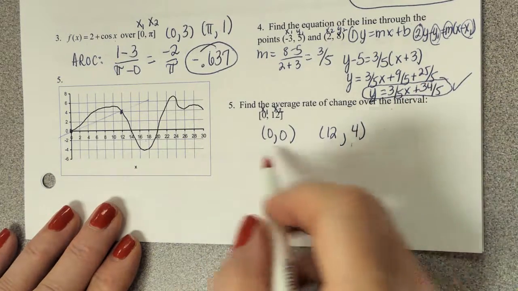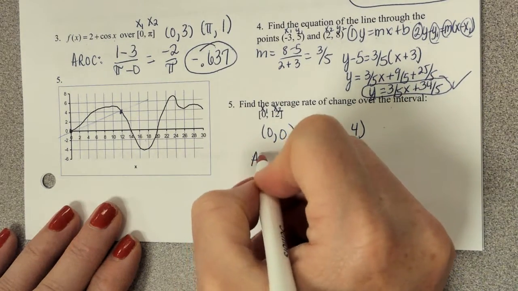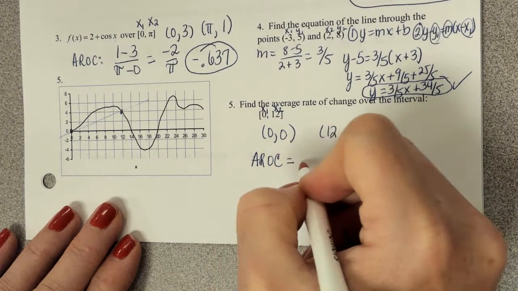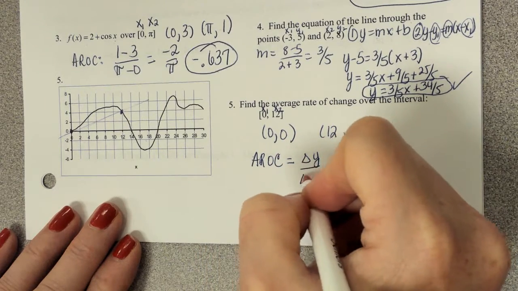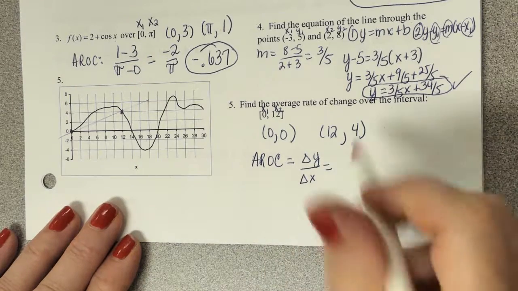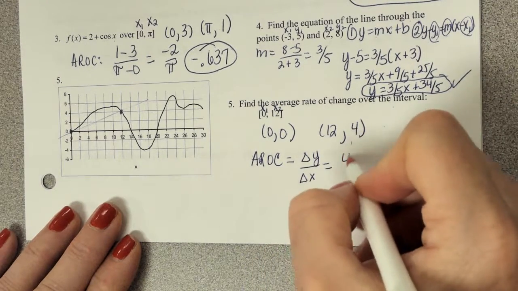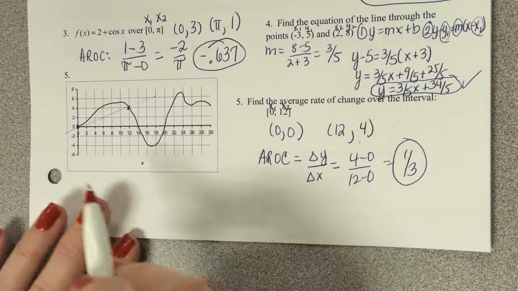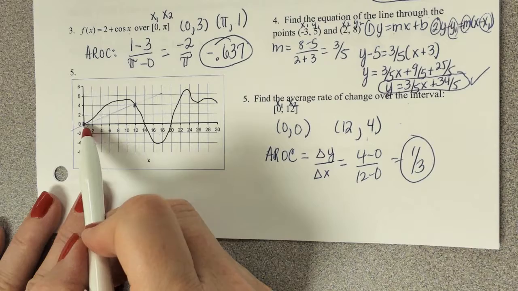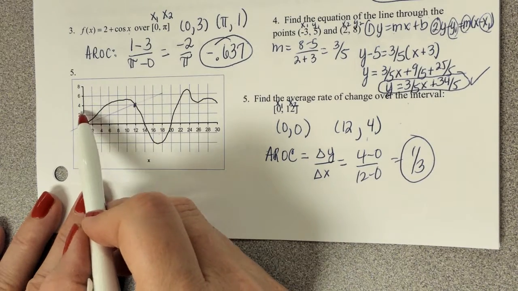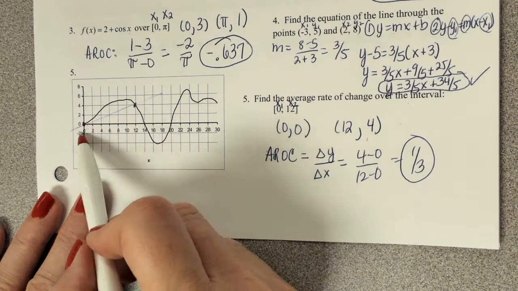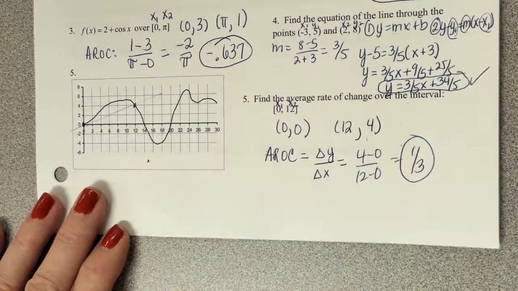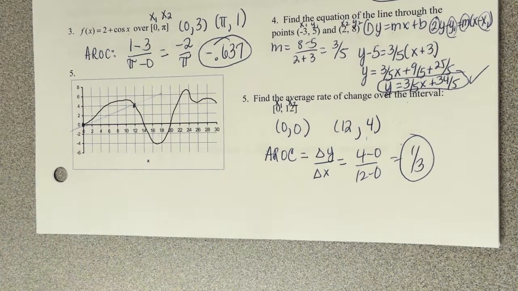And so now I have my 2 points, so now I can find just the slope, which is also called the average rate of change, which can also be called delta y over delta x. So now I can do 4 minus 0 over 12 minus 0, and that's going to give me 1/3. I can double check that by seeing, is this slope 1 over 3? Well, I rise 4 and I run 12, so 4 over 12 does reduce to 1/3. All right, any questions over average rates of change? Okay, it's pretty easy stuff, basically.